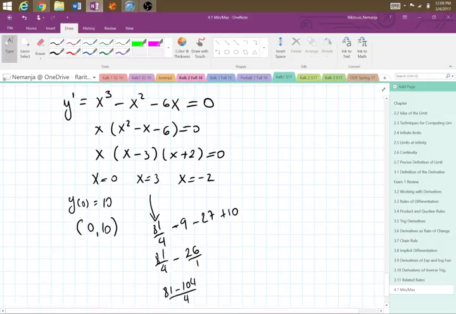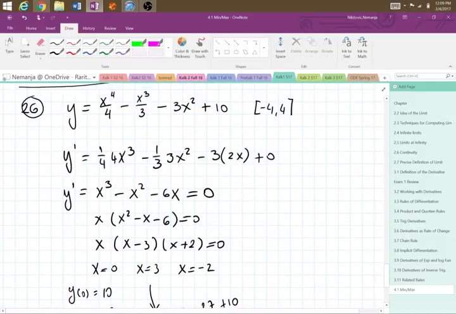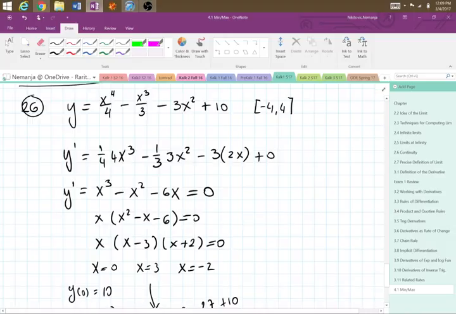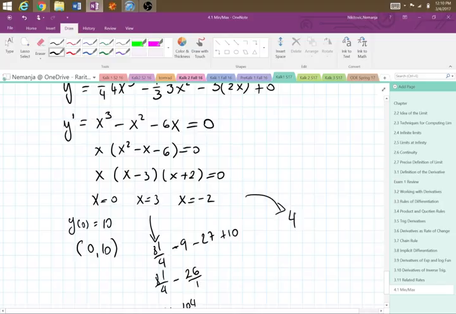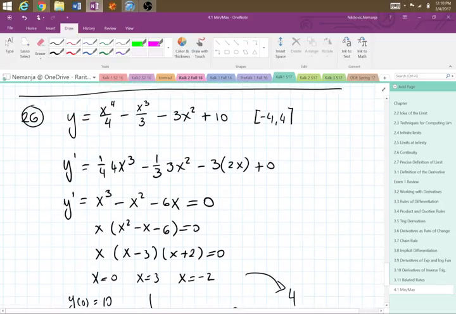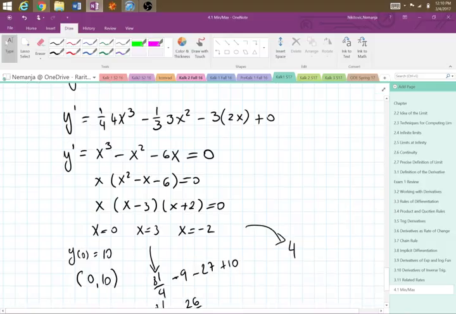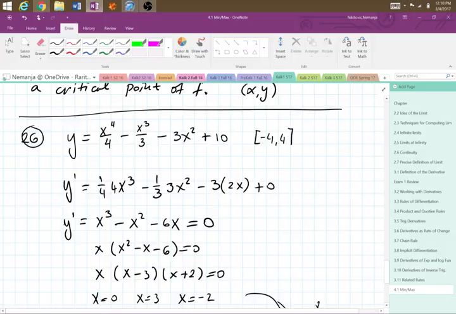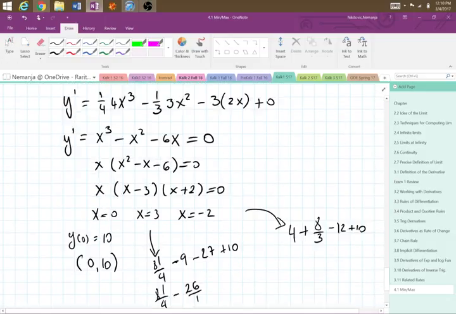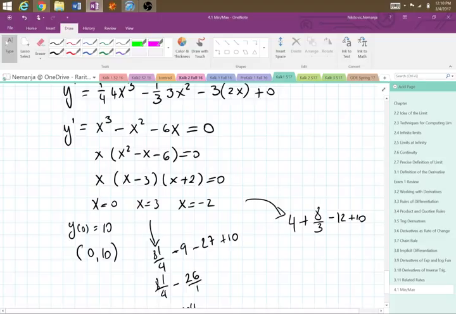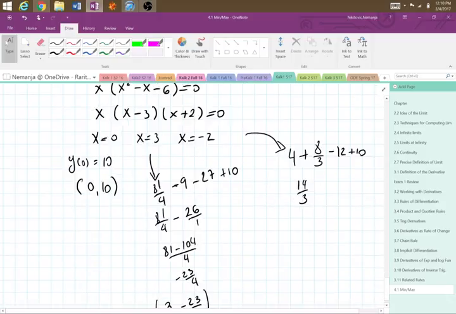And the last one is when you plug in negative 2. So I plug in negative 2, x to the 4th is 16 over 4 is 4. Minus 8 plus 8 thirds, because negative odd exponent. Minus 12 plus 10. So that's 14 minus 12 is 2. Times 3 is 6, 14 thirds. So negative 2, 14 thirds.